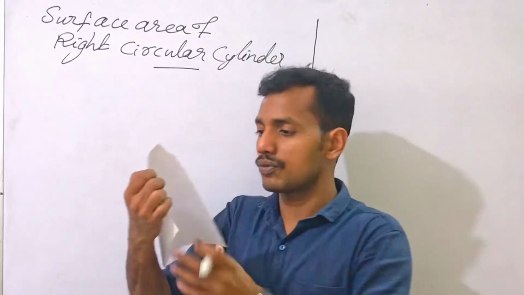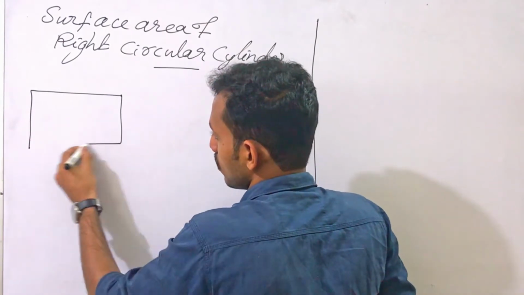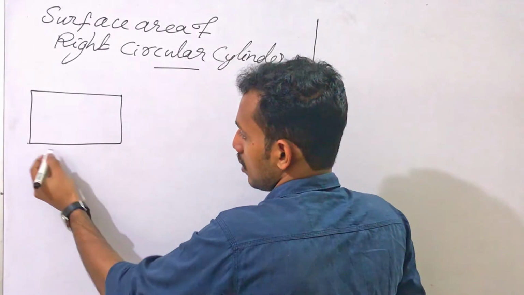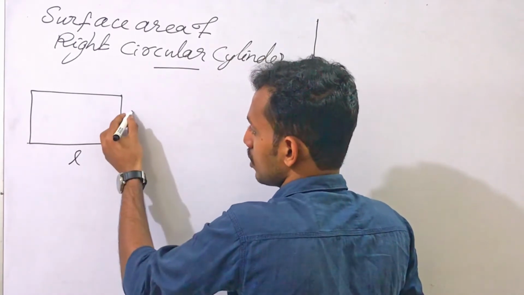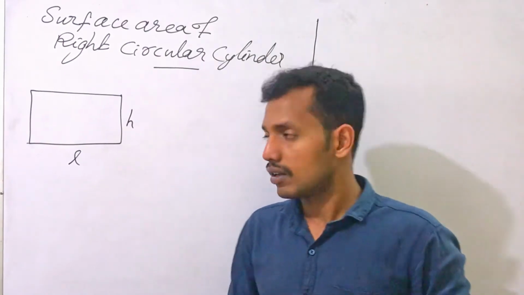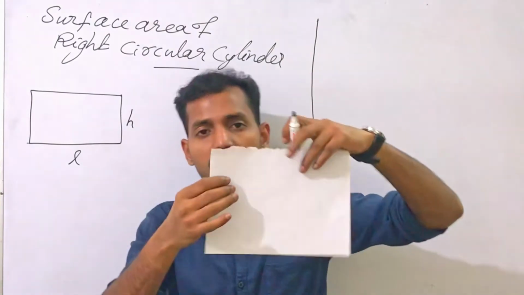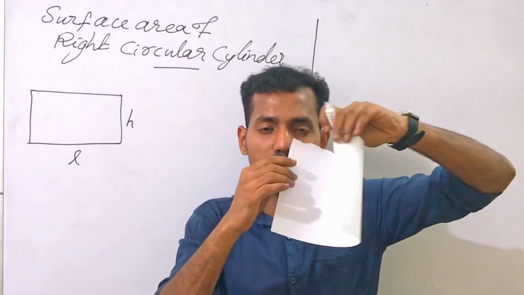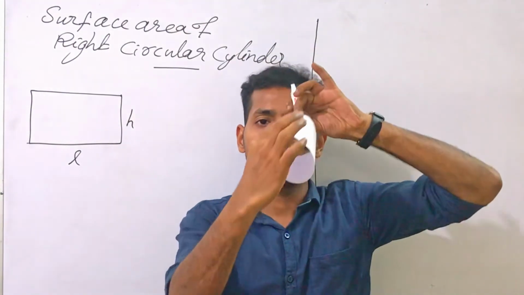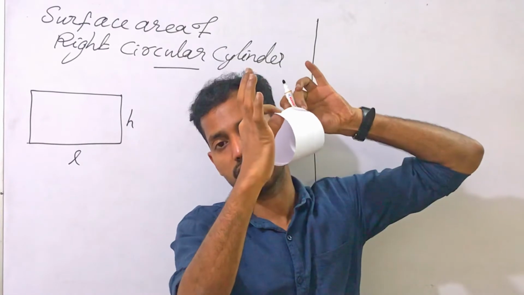This is the shape, a rectangular paper. Its length is denoted as L and breadth is denoted as h. Two dimensions, length and height, that means breadth. Now I am going to curl this paper. Okay, so now I will get it in the form of a cylinder. Clear, this is a cylinder.